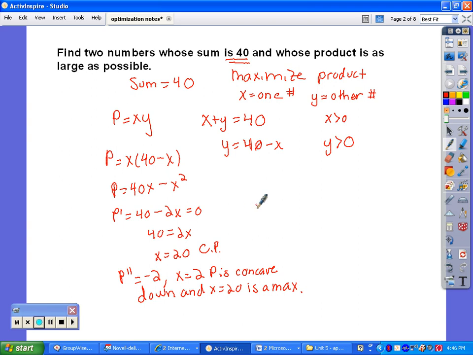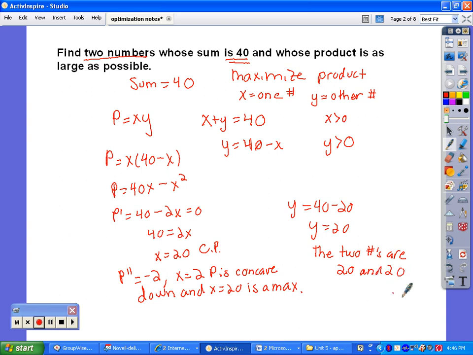And then it says interpret the solution, answer the question by writing what was asked for. We found that one of the numbers is 20. They said find the two numbers. So to find the second number, I just plug 20 in for x in my y equation. So y equals 40 minus 20, so y equals 20. So the two numbers are 20 and 20. And make sure they make sense.